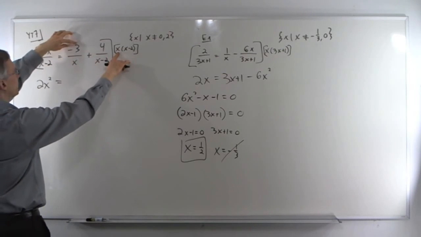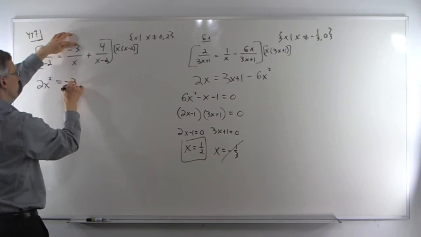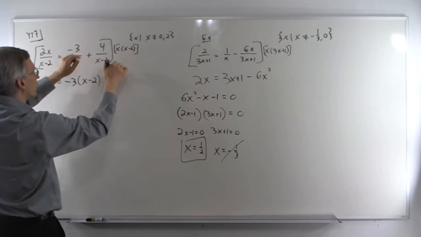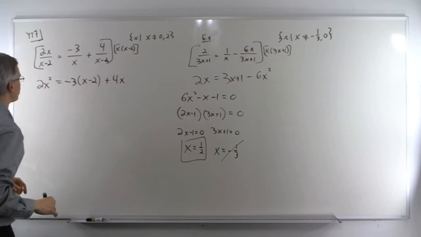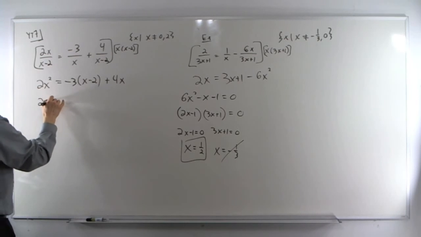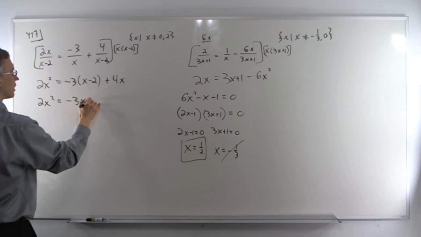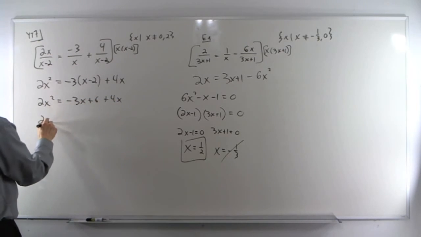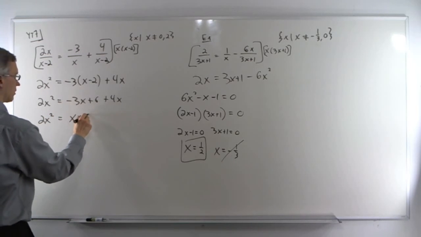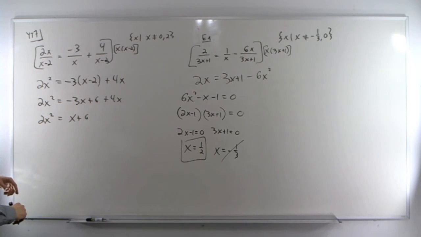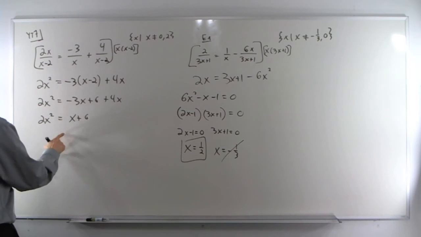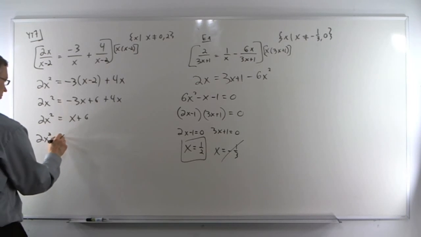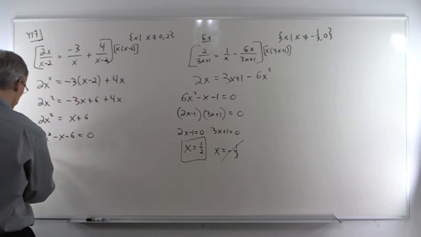Equals. The x's cancel. So we got negative 3 times x minus 2. And here, x minus 2's cancel, so we have plus 4x. Distributing, negative 3x plus 6 plus 4x. So we got x plus 6. Now move everything to the left. So we get 2x squared minus x minus 6 equals 0.